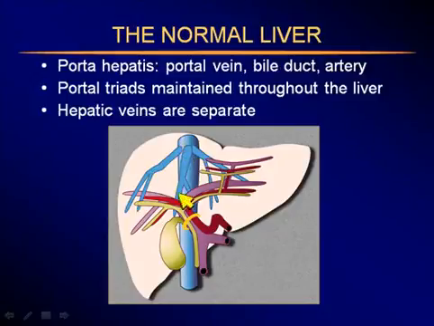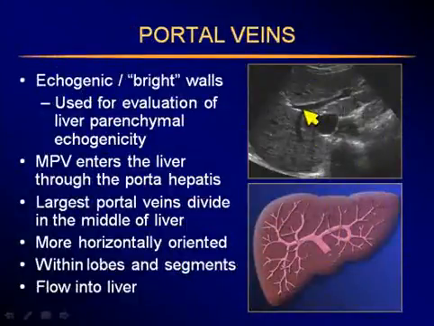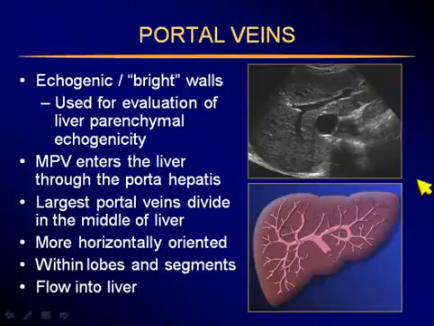Now, the hepatic veins drain the liver superiorly towards the IVC, inferior vena cava, and they stand alone. They do not have anything associated with them, and that becomes important to us. We'll see in a minute. So the portal triads are maintained throughout the liver, and that is partially what is causing this reflectivity of the walls. Portal veins have bright echogenic walls, and we use this for comparison of parenchymal echogenicity.